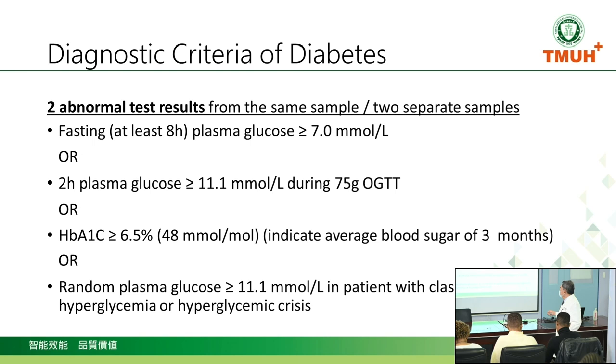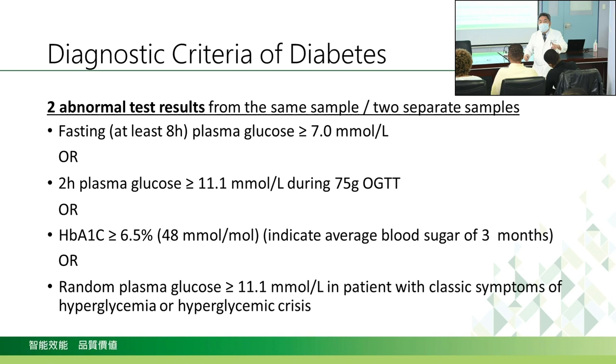So you see, fasting 7 millimol per liter, HbA1c 6.5%, which is 48 millimol per mole. HbA1c means the average glucose level over 3 months, from glucose binding to hemoglobin. So you don't need to test it each month. Checking it twice a year is enough. Don't waste the money.